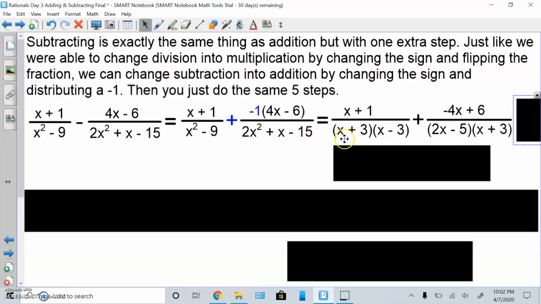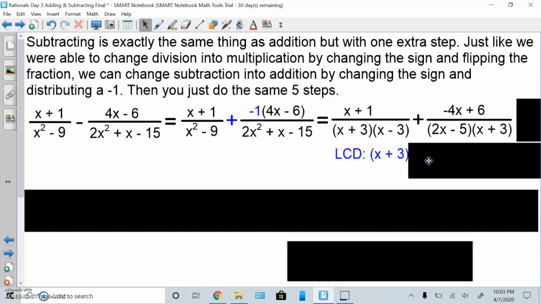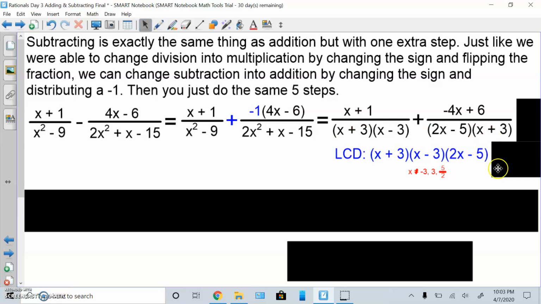Now I find my LCD. I need x plus 3. There's 1 here, there's 1 there. Most that appears is 1, so we need at least one of them. x minus 3 appears once here, 0 times there, so we need one of those. 2x minus 5 appears once here, 0 times there, so we need one of those. And then this x plus 3 already showed up earlier, so we skip that. It's a repeat.